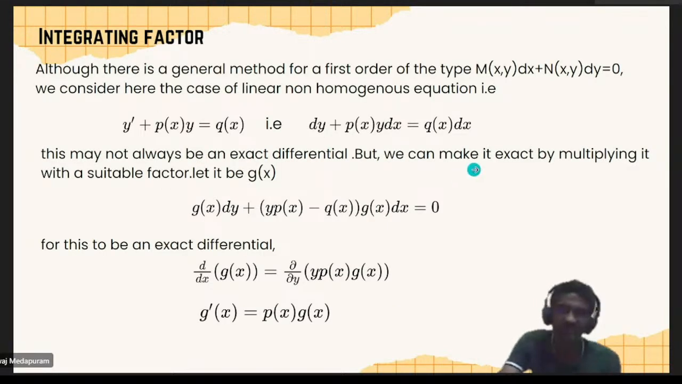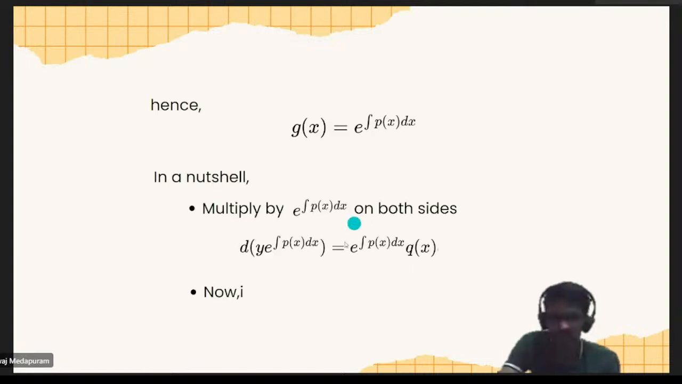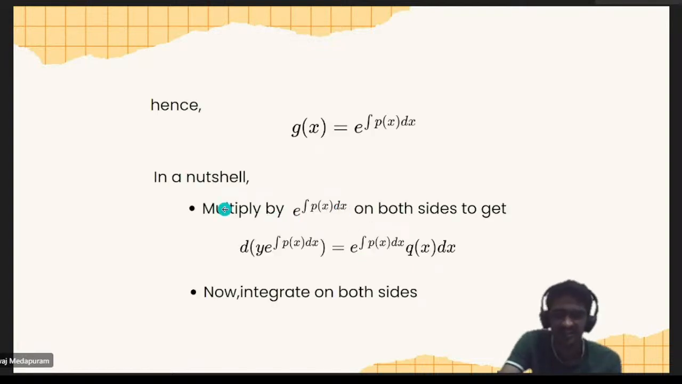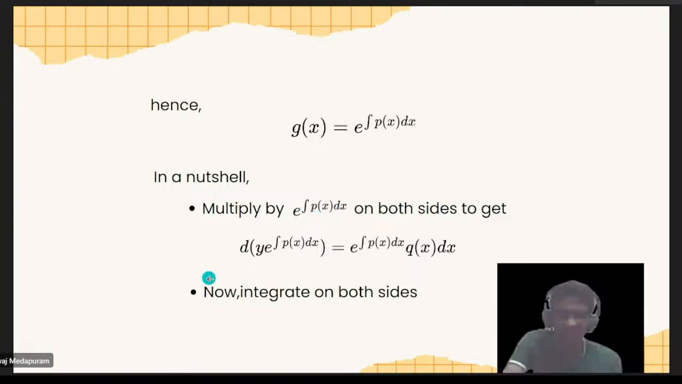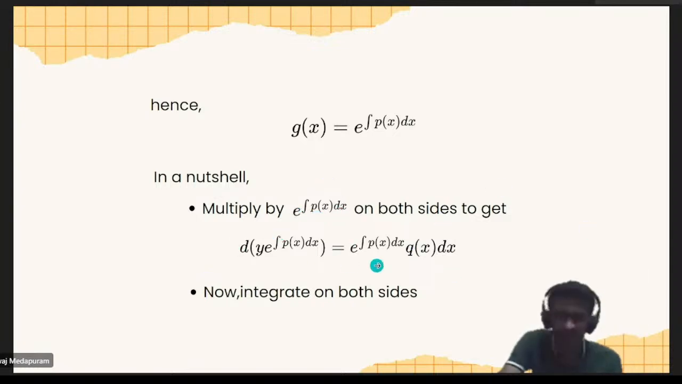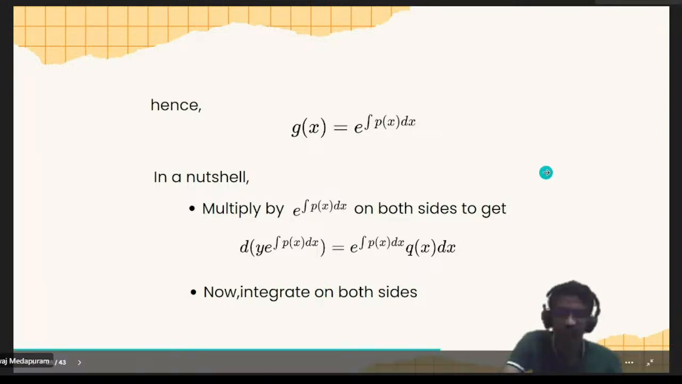Now you can multiply the whole equation by g(x). After multiplying with g(x), this is an exact differential. We can again apply the previous technique of exact differentials to solve the obtained differential equation. In a nutshell, we find the integrating factor, multiply it on both sides to get this equation, and then integrate on both sides to obtain the function y.